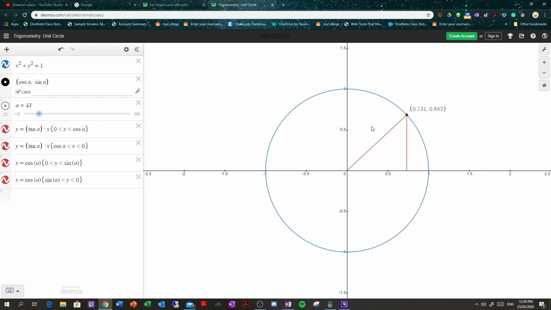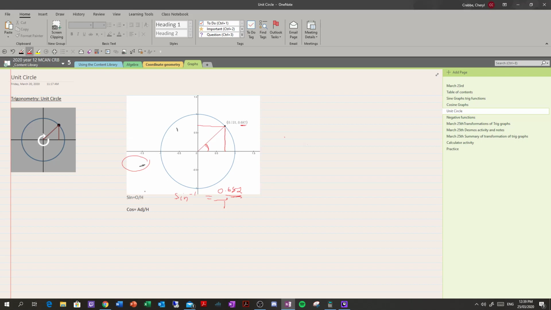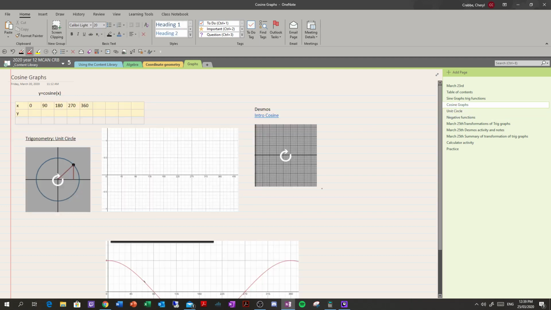Now, you don't need to know this. This is just a little bit of extra information about why we're dealing with degrees when we deal with cosine and sine graphs. It has to do with its association with the unit circle. Okay? So, the same thing applies to the cosine graph.